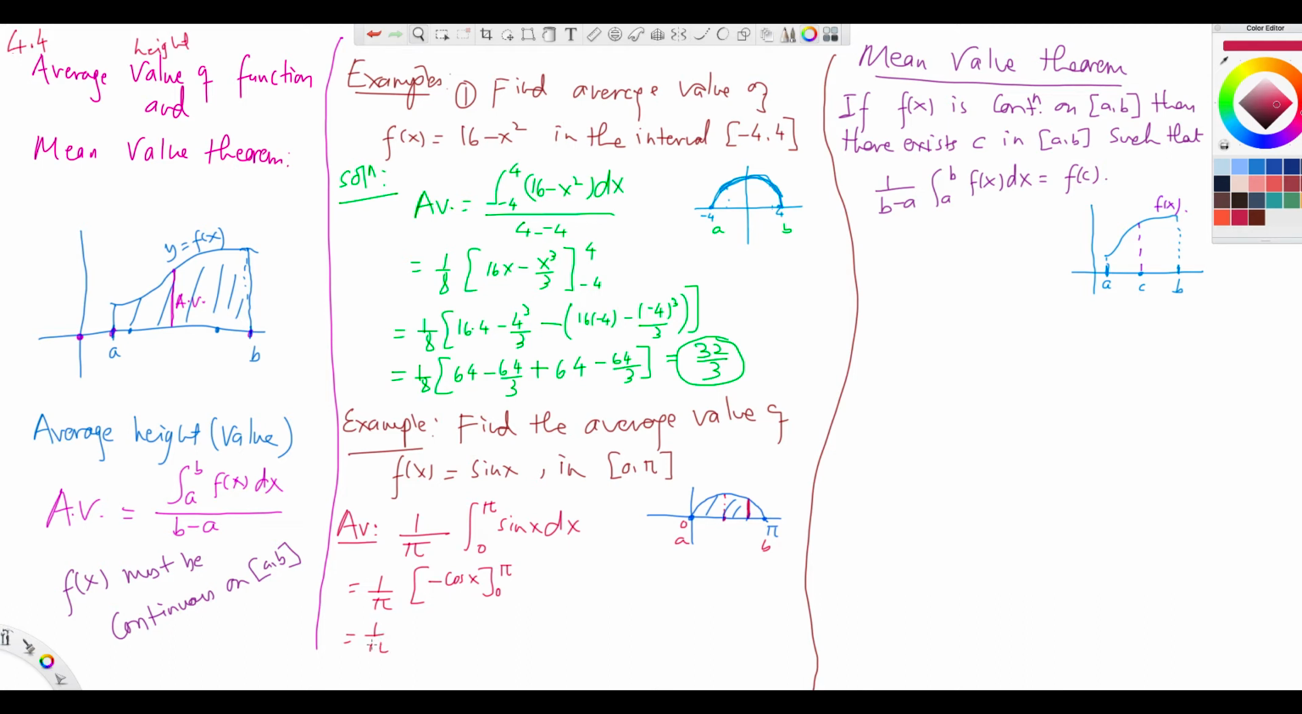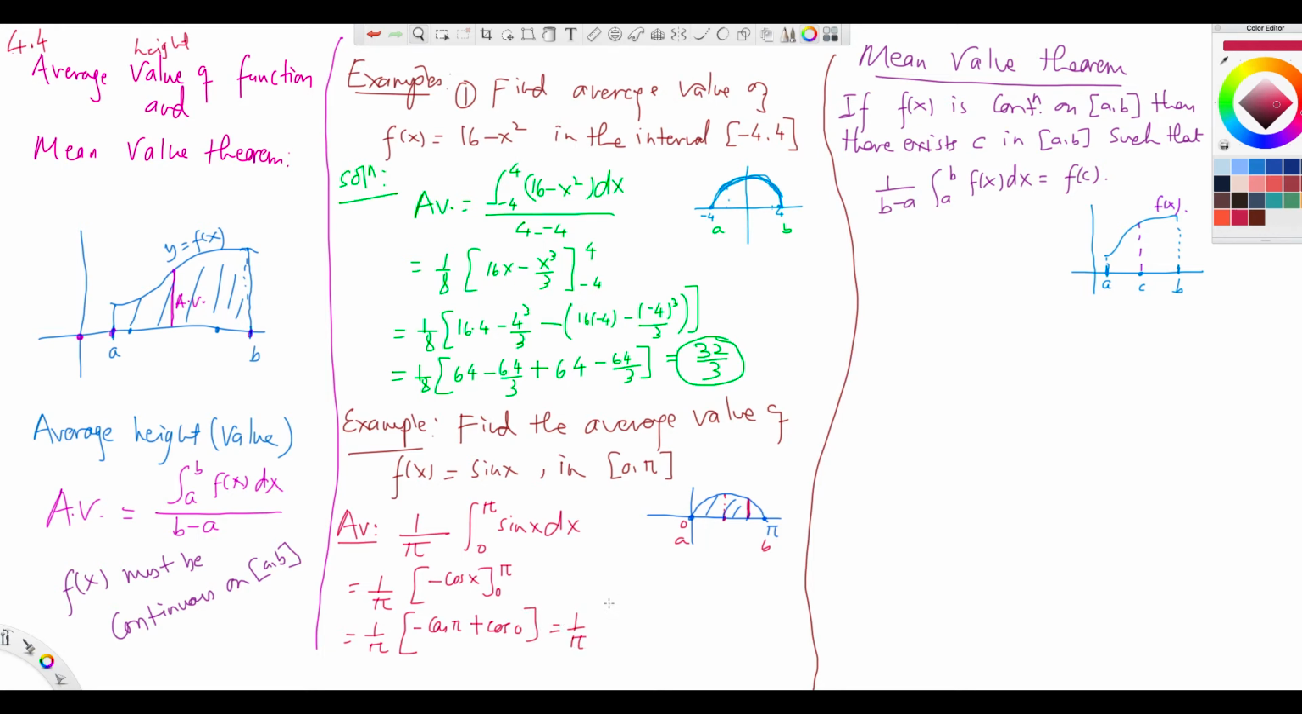1 over pi. And then now plug in pi. So negative cosine of pi. You see that? And then minus negative means this will be positive, right? Because when you take the upper limit, you just plug in here and then do minus and then take the lower limit. So when you do minus and then take the lower limit, that also has a negative sign. So cosine 0. You see that?